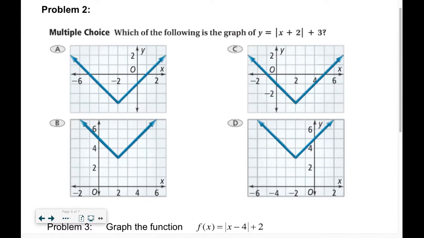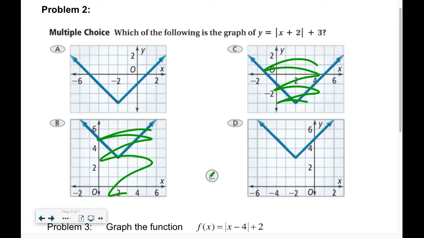Which of the following is the graph of y equals the absolute value of x plus 2, plus 3? First off, inside my absolute value, is that shifting left, right, up, or down? Left. So pretty much everything is to the right on my square below. That's to the right, and this is to the right. E is the correct answer.